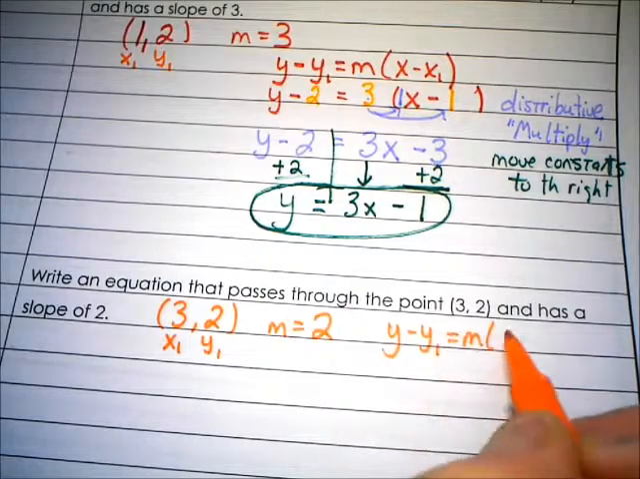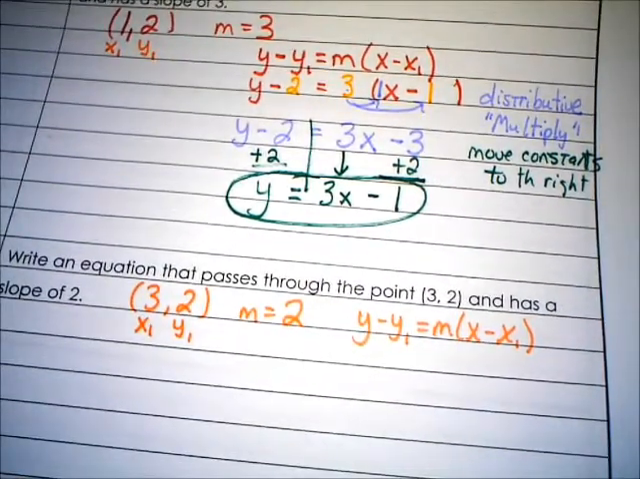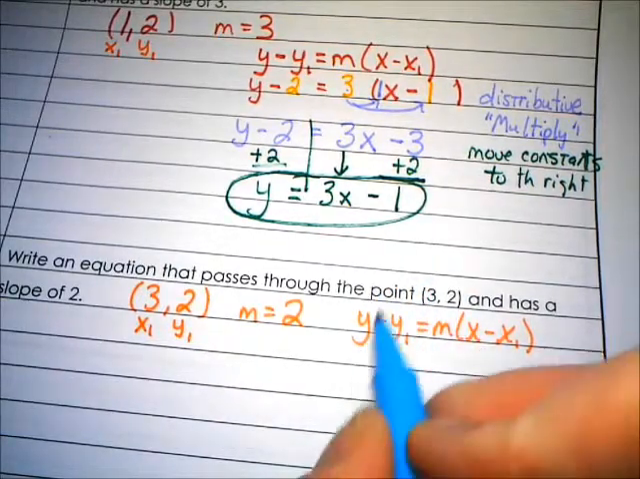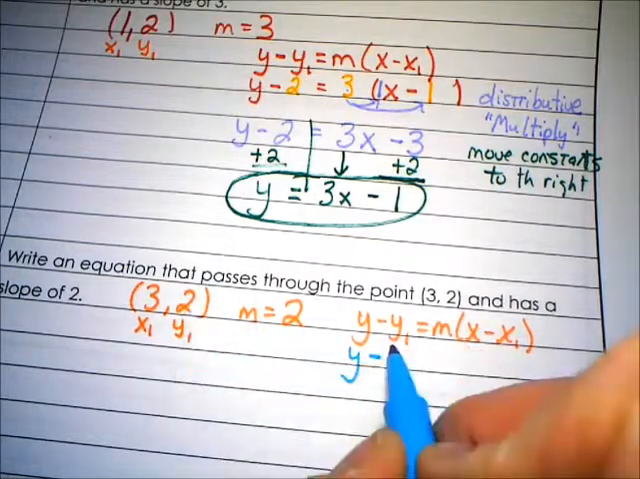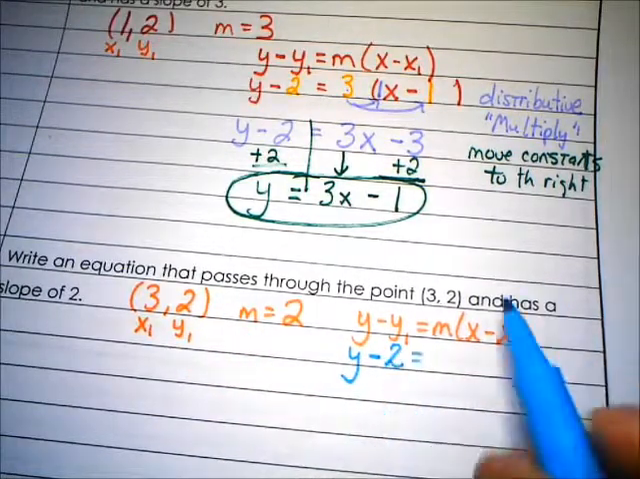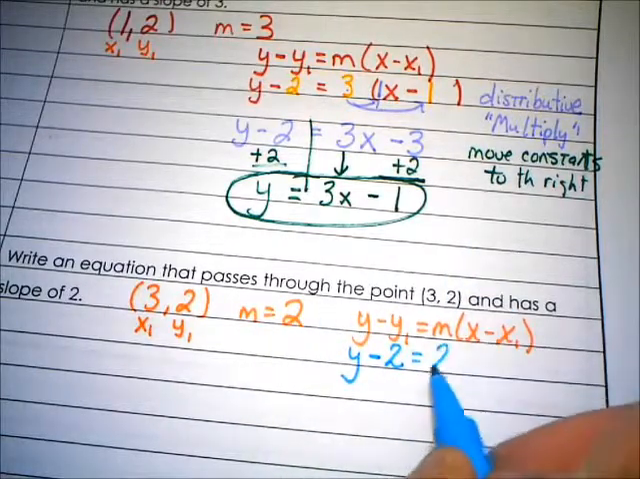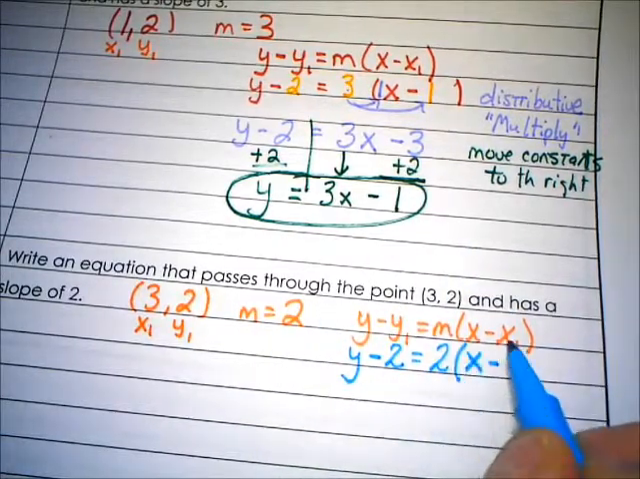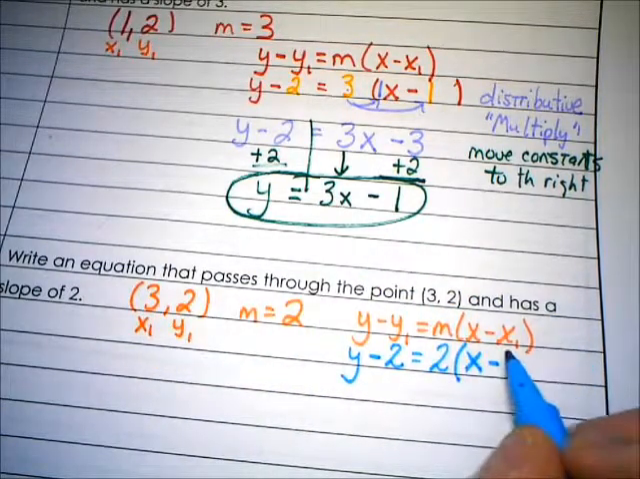I'm going to rewrite my formula here and see that I'm going to place them or copy them into my formula now. Let me change pens again so we can see the work. We're going to have y minus y1, which is the number 2, equals m, which is 2, parentheses x minus the x1, which is a 3.